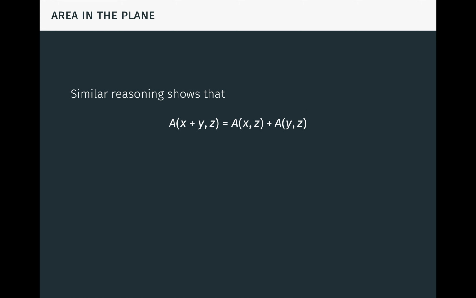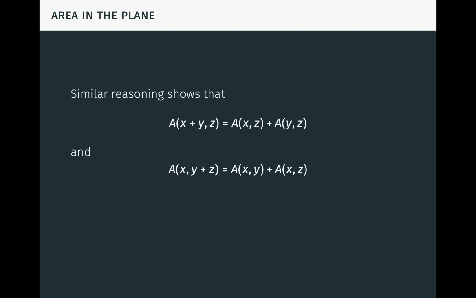Similar reasoning shows that for any three vectors x, y, and z, A(x+y, z) = A(x,z) + A(y,z), and A(x, y+z) = A(x,y) + A(x,z). It's worth pausing the video and proving these yourself. For example, for the second one, first show that if x is 0, then both sides of the equation are 0 using the scalar multiplication property.